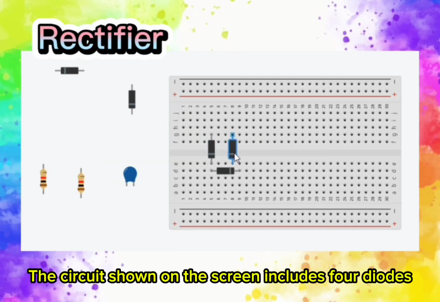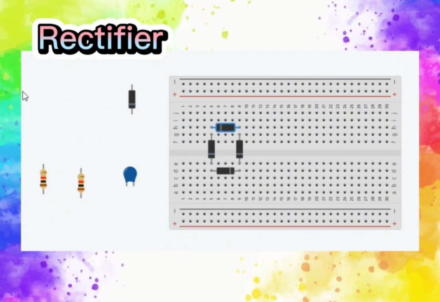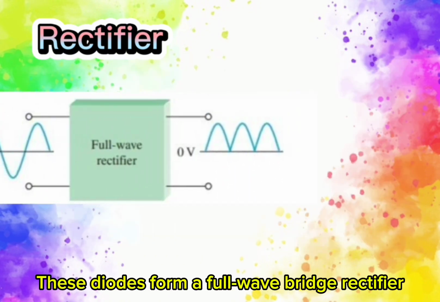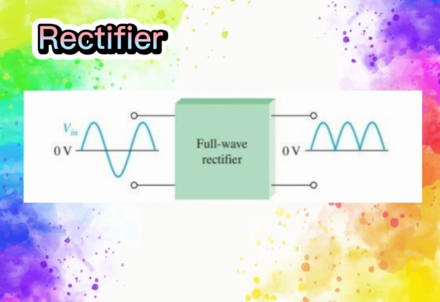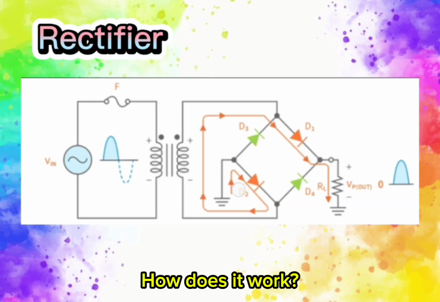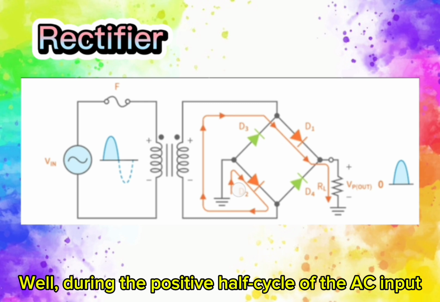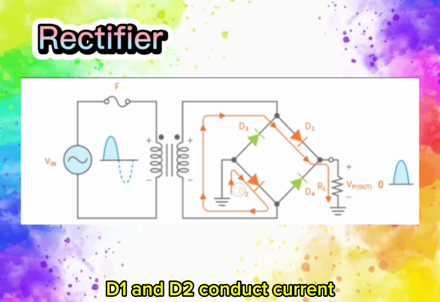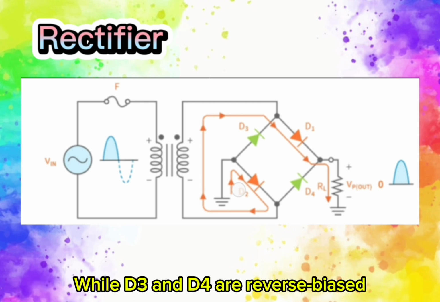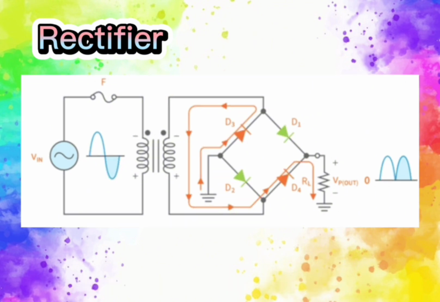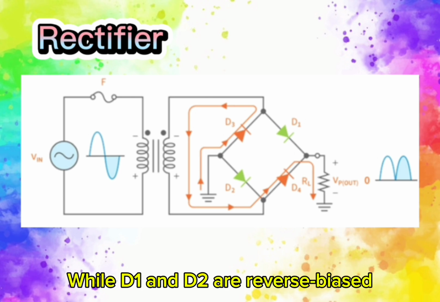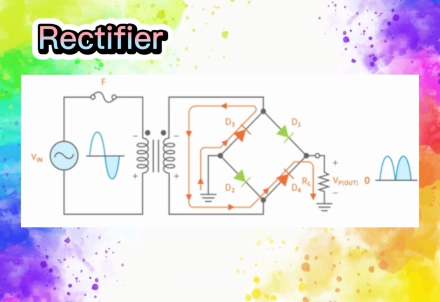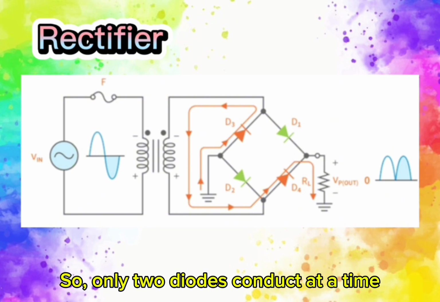The circuit shown on the screen includes 4 diodes. These diodes form a full-wave bridge rectifier which converts the AC input voltage into a pulsating DC voltage. How does it work? Well, during the positive half cycle of the AC input, D1 and D2 conduct current, while D3 and D4 are reverse biased. Then, during the negative half cycle, D3 and D4 conduct current, while D1 and D2 are reverse biased. So, only two diodes conduct at a time.